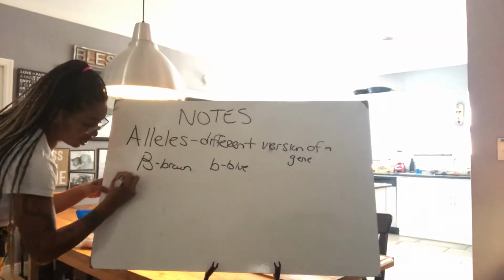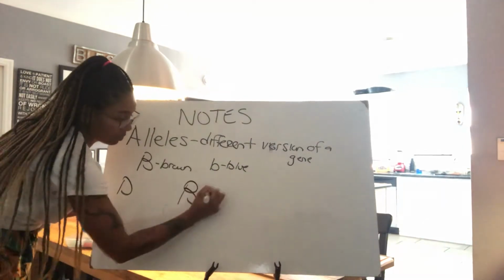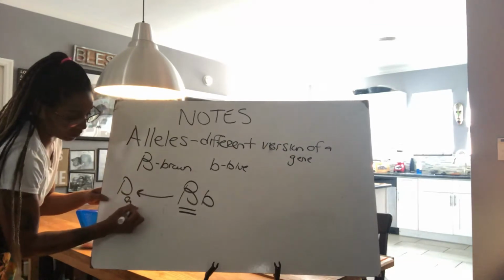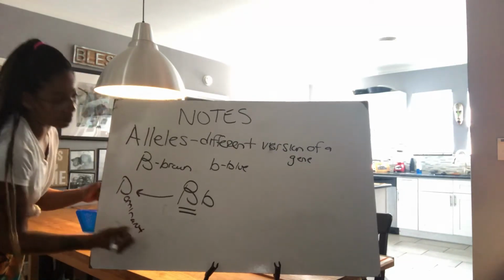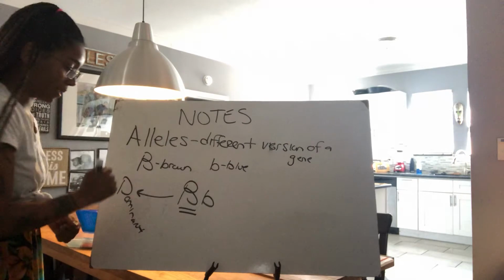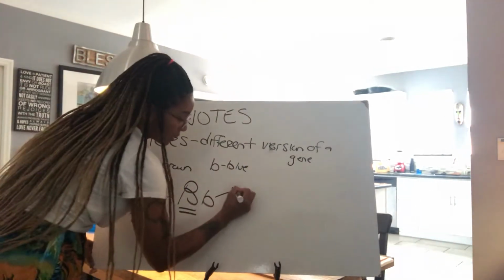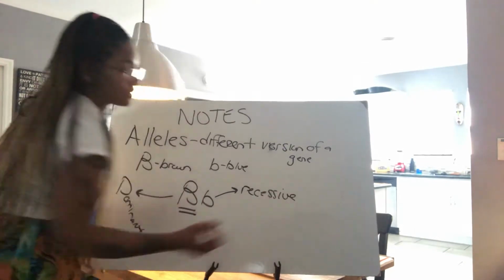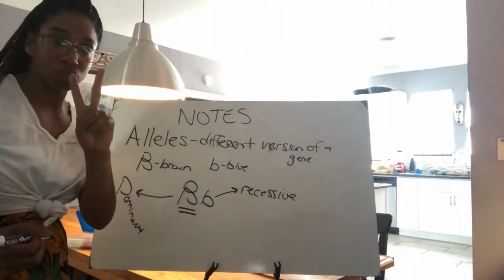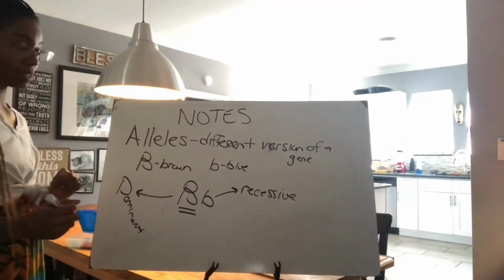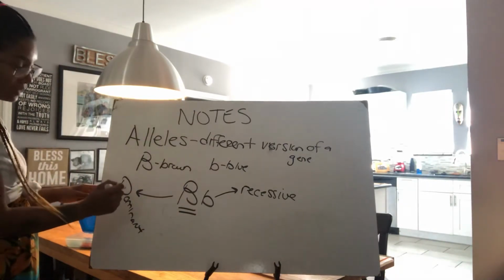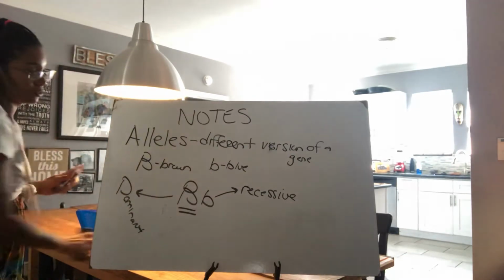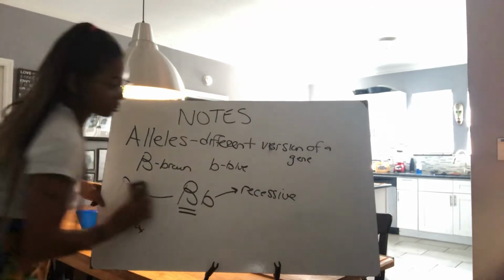So dominant genes, let's say we have big B, little b. This capital B is going to be dominant, which means that it will cover up a recessive gene. A lowercase letter is going to stand for something recessive, and for a recessive gene to show up, you have to have two. So two lowercase letters. So far we have dominant and we have recessive. All right, let's move on to our next situation.